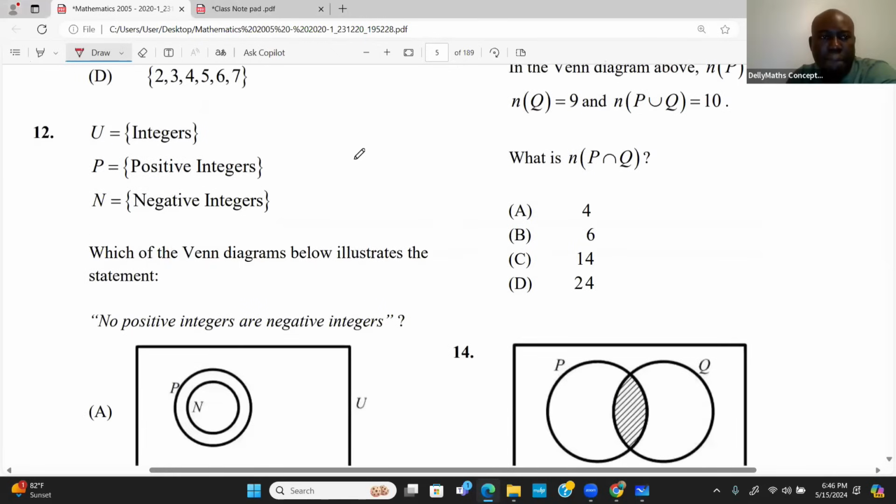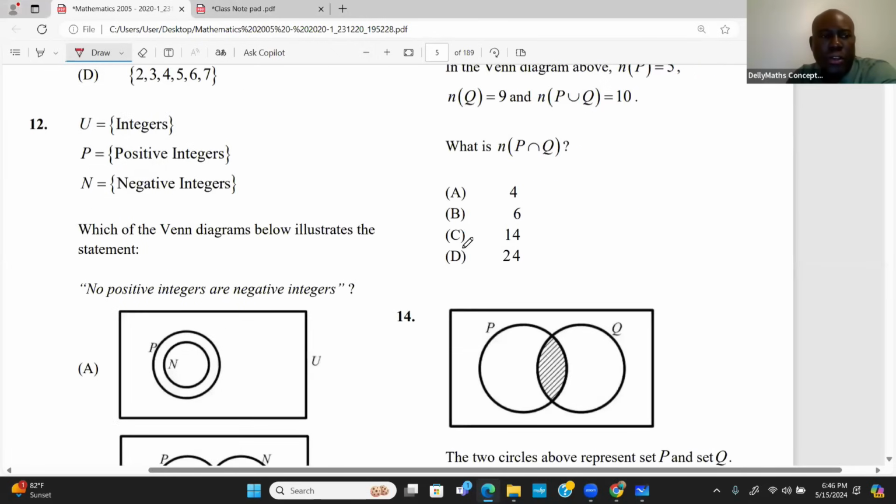Number 12. Let's go. So for number 12, it says U integers. So U stands for universal set, like the universe, and everything else is in it. So they're giving where they're picking everything from. What are integers? Negative, positive whole numbers, and 0, right? So you could see positive integers, this is a positive whole number. Negative integers, this is the negative of the whole numbers, right?